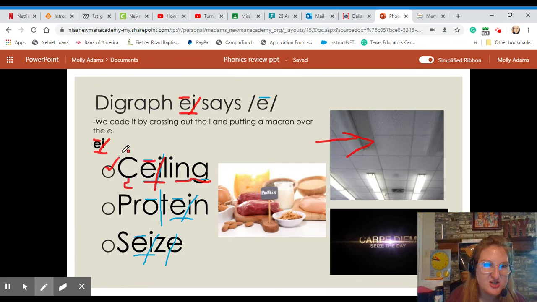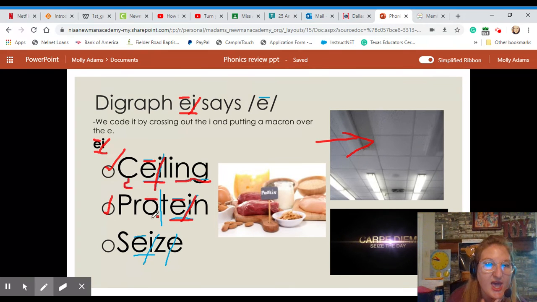All right, we have protein. Let's find our EI digraph first. I see our digraph. Let's underline it. We know that we need a macron above the E because it's making the long E sound, and we cross out our I because our I doesn't say anything. And then there's another vowel. Let's find our other vowel. We need a macron because it's a long O sound.